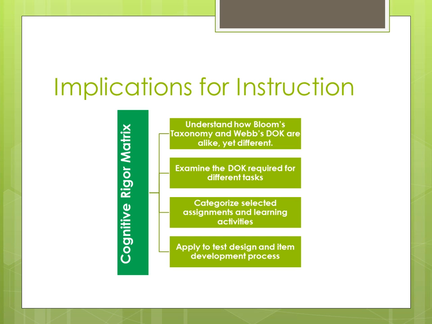So what are the implications for instruction? Remember that the cognitive rigor matrix requires that you understand how Bloom's and Webb's are alike and yet different. It also helps you examine the DOK required for different tasks. And again, depth of knowledge is not something that we just talk about in regards to assessment. It relates to any type of classroom activity or task that you might do. The cognitive rigor matrix allows us to categorize selected assignments and learning activities, and to apply this information to test design and the item development process.